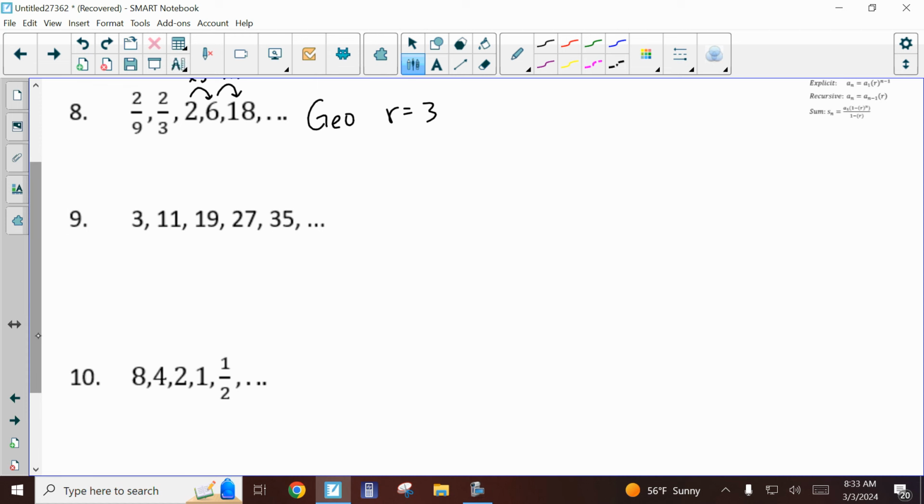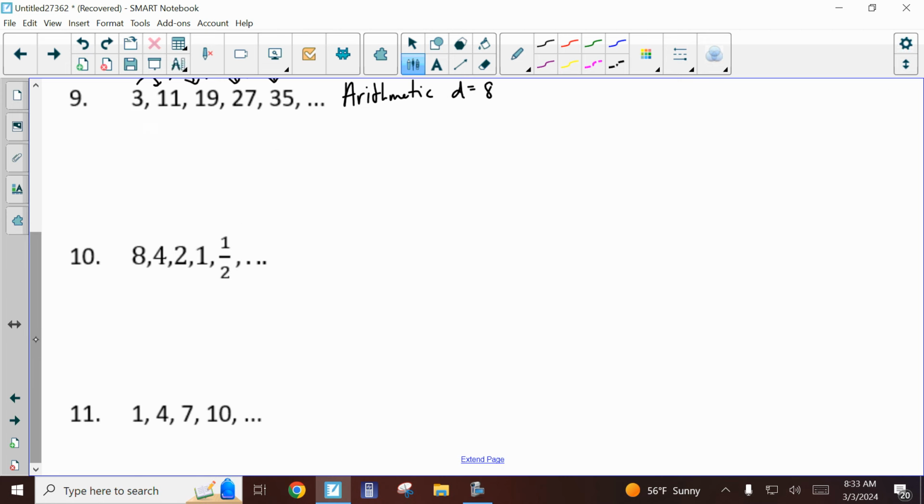Okay, number 9. Number 9 looks like it's going up by a constant amount. So from here to here, it looks like plus 8, plus 8, plus 8, plus 8. So that one right there, that's going to be arithmetic. And D is equal to 8. Number 10, the numbers are shrinking, so it's not going to be arithmetic because the first one it goes down by 4, and then the second one it goes down by 2. That can't happen on these patterns here. They have to be the same number all the way through.